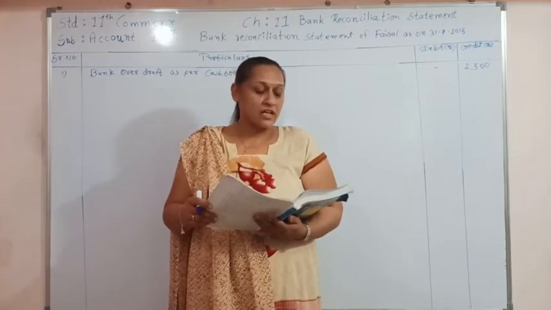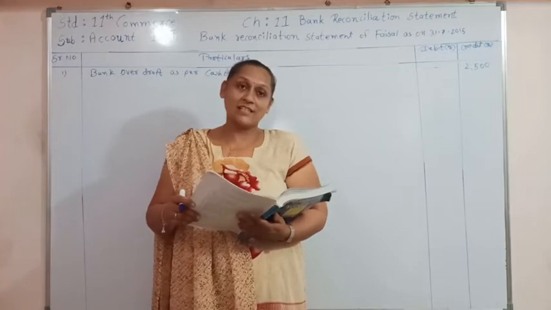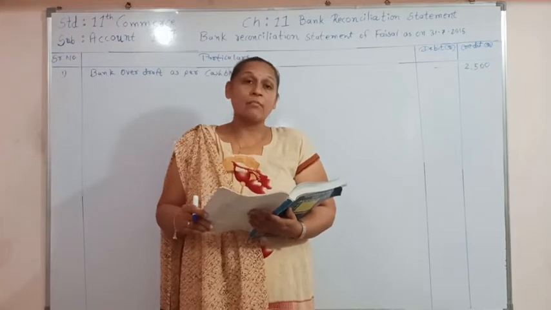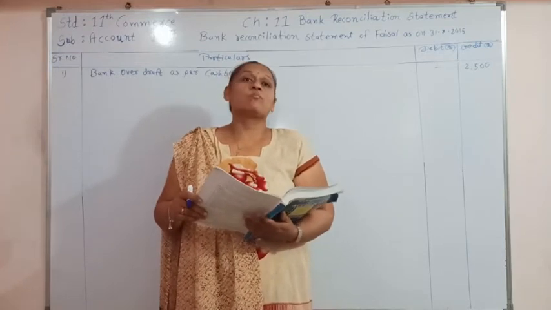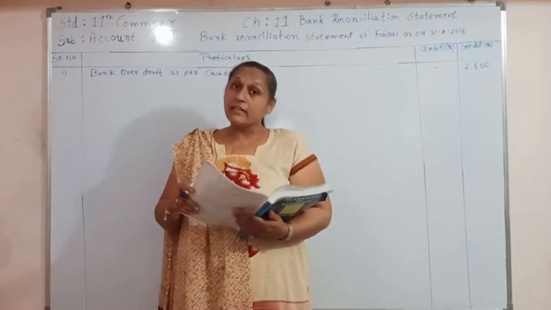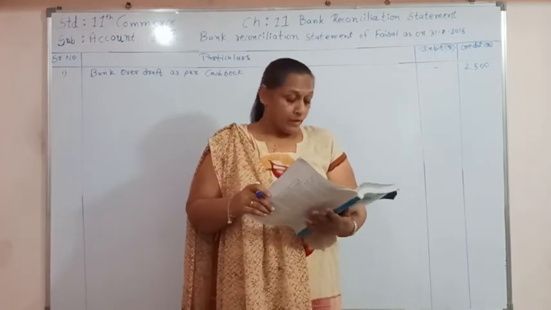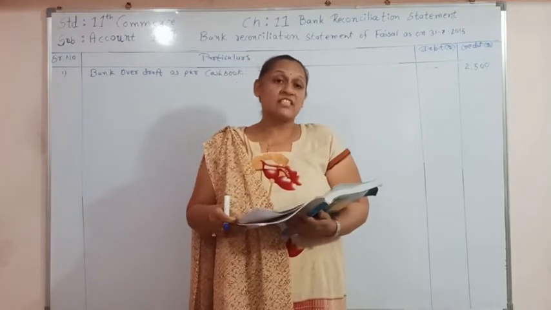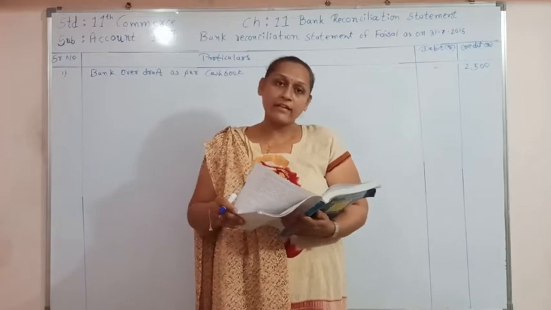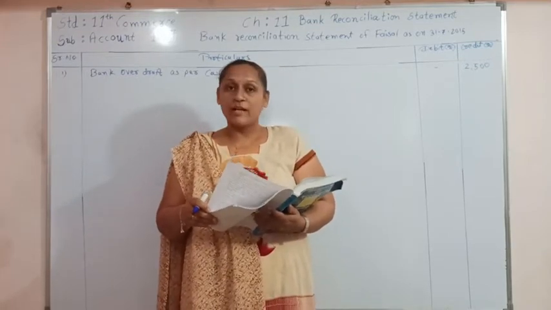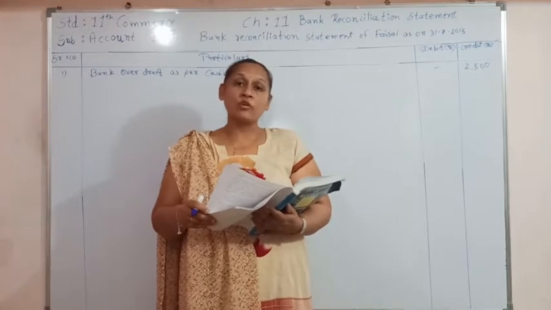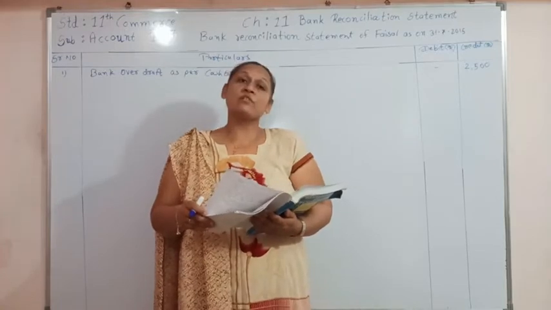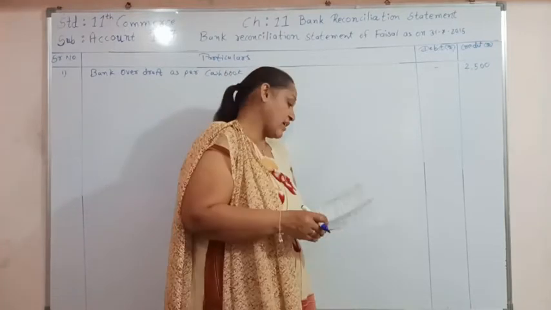Next is a 1,000 check, which is deposited on 26 but which is credited on 1/8/15. So that means it is not recorded in the passbook. So this check is recorded in the cash book but not recorded in the passbook. So that we have to credit it in the BRS. Again we can see that the check of 3,000 is also recorded in the cash book but not recorded in the passbook. So 1,000 plus 3,000, 4,000 we have to credit in the bank reconciliation statement. Here check deposited but not credited by bank, that we have to write.